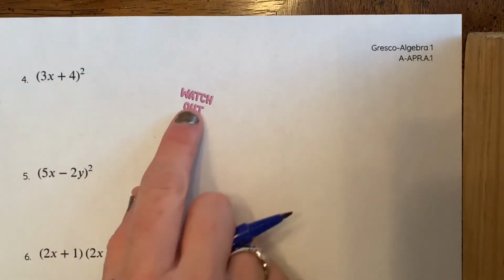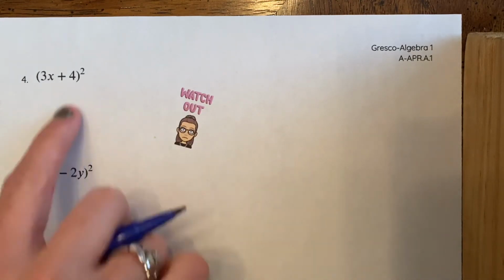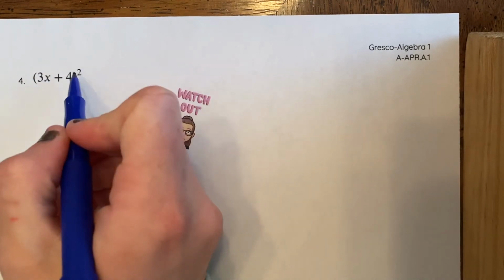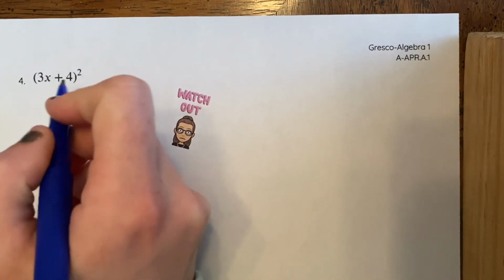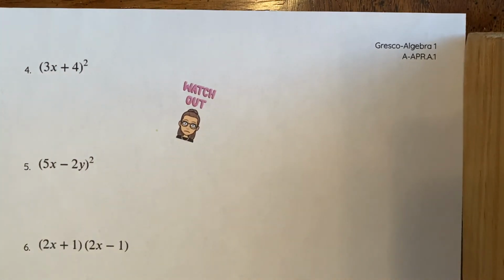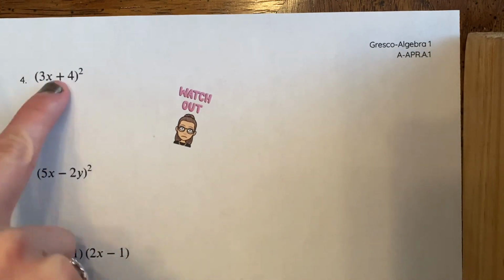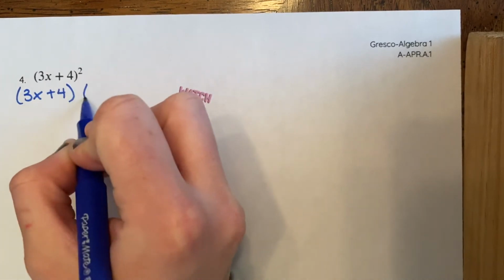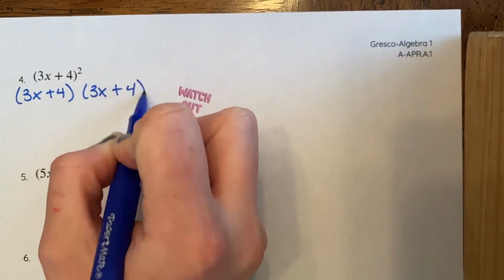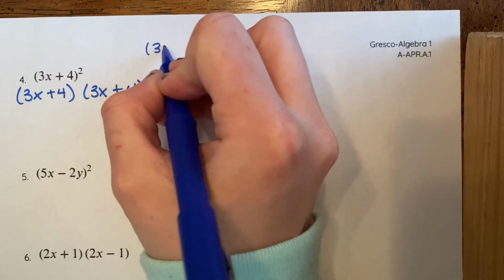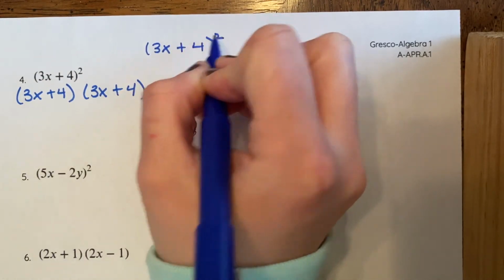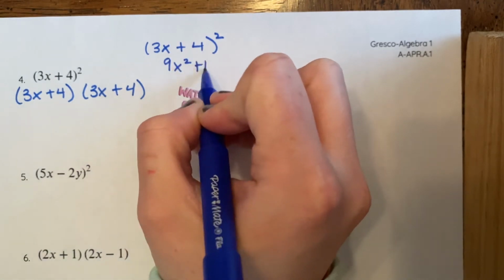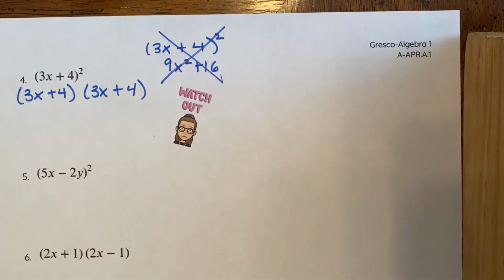So as you can see, my little Bitmoji girl says, watch out, and this is why. We do not distribute the 2 to each piece, like how we would do in exponent rules. We do not do that. In order to get this answer, we have to write out 3x plus 4 times 3x plus 4. And you don't have to copy this down because I don't want you to do this. This is not 9x squared plus 16. This is incorrect. We do not want that.